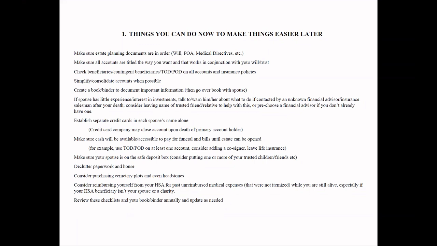You want to make sure there's going to be some cash available to pay for immediate expenses, particularly funeral bills. If there's a house, obviously household bills, that kind of thing. There are several different ways to do that. Obviously, if it's a joint account, it's not going to be a problem. But if it's not a joint account, you could consider leaving life insurance to somebody, adding somebody as a cosigner, or putting somebody right away as transfer on death or payable on death, which bypass probate and go immediately to that person. Of course, you have to trust that person to use that money to pay your bills.